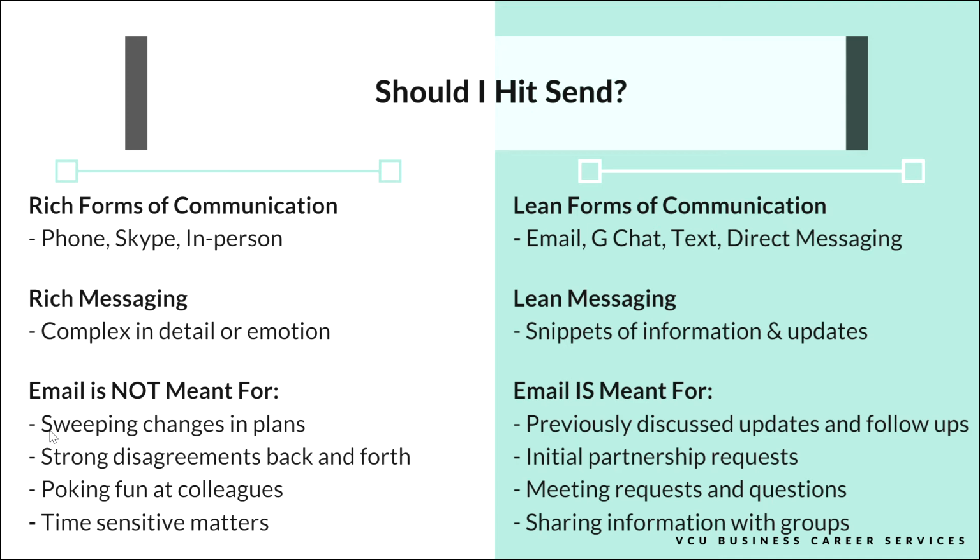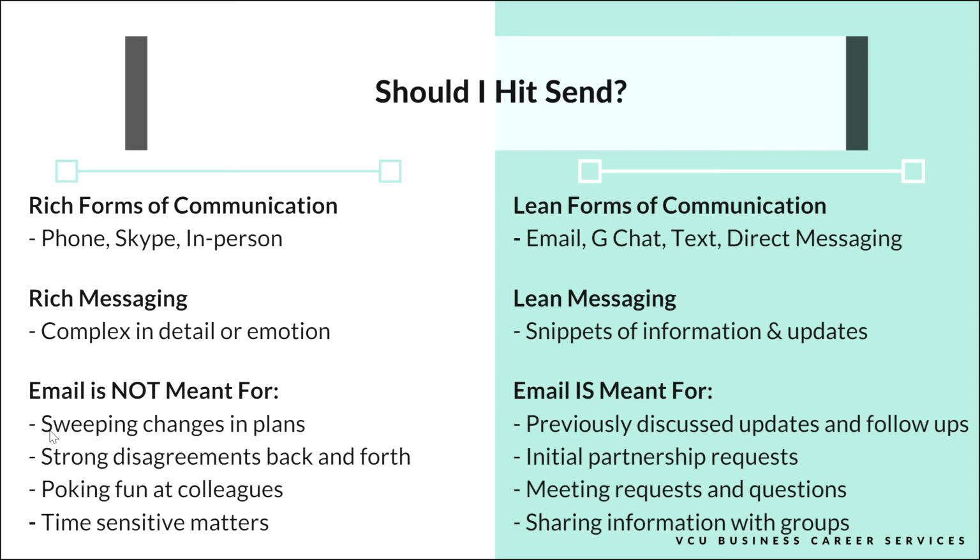So rich messaging, right? It's complex in detail or emotion. It might be a lot of information, and specifically new information that no one has ever heard, that maybe I need to talk out with them because they have their own duties, their own job, their own stuff going on. So maybe I need to ask for a time to chat over the phone or set up a meeting in person to talk it over, to get on the same page about it before I just throw all this stuff at somebody. Or maybe it's complex in emotion.